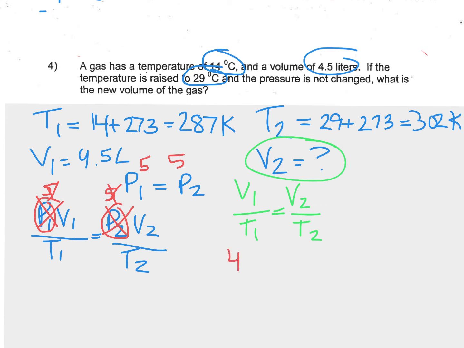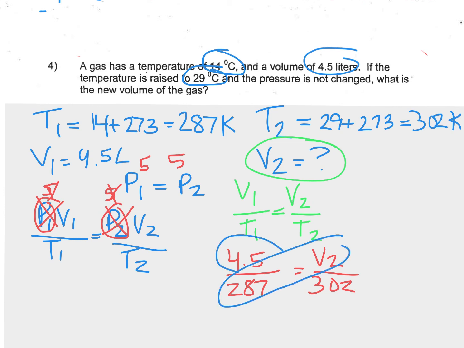So let's do it. Volume 1 is 4.5. Temperature 1 is 287. Volume 2, I have no idea, I'll leave that as a variable. And the temperature 2 is going to be 302. Now that I have that, I can solve however I like. A lot of you seem to like the crisscross method, so we can do that. V2 times 287 equals 4.5 times 302.